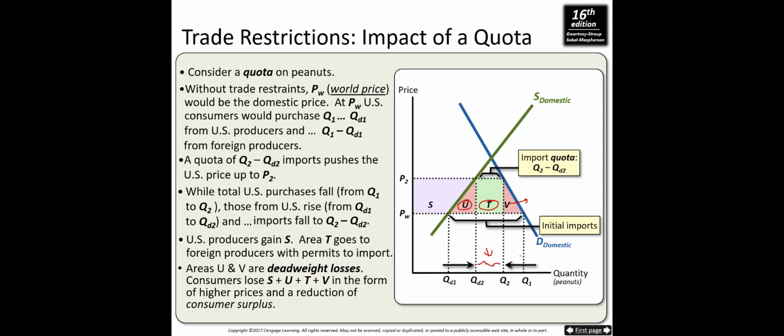And here, now the domestic cars are more expensive, the demand increases, but they were here before. Now their prices are rising, therefore it's a loss for the consumer as well. US producers gain S, area T goes to the foreign producers with permits to import. Areas U and V are deadweight loss. Consumers lose S plus U plus T plus V in the form of higher prices and the reduction of consumer surplus.